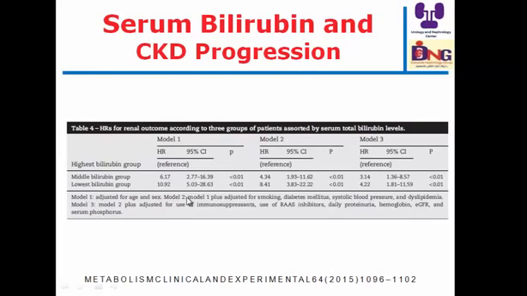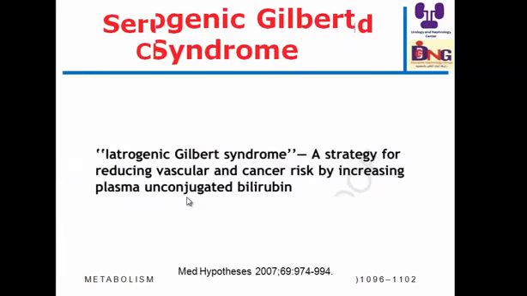This means that the lower the serum bilirubin, the higher the risk of development and progression of chronic kidney disease. The question why? The answer is serum bilirubin in the normal range is considered as one of the defense mechanisms of the body against oxidative stress, to the extent that the hypothesis of atherogenic Gilbert syndrome was considered a strategy of reducing vascular and cancer risk by increasing plasma unconjugated bilirubin.